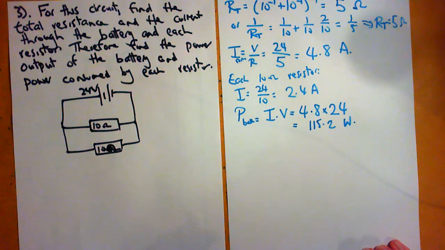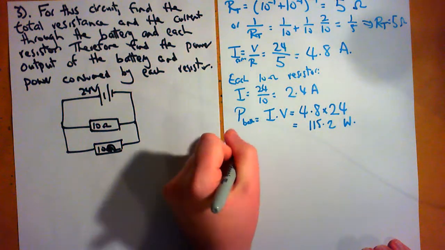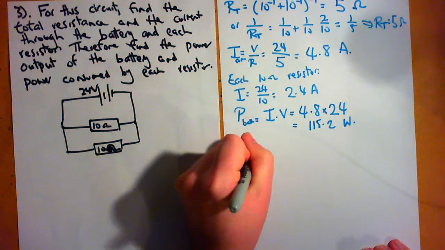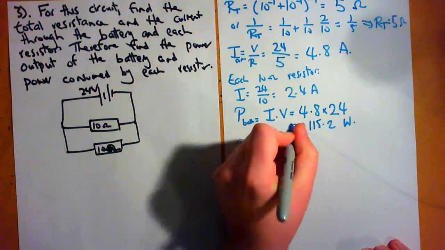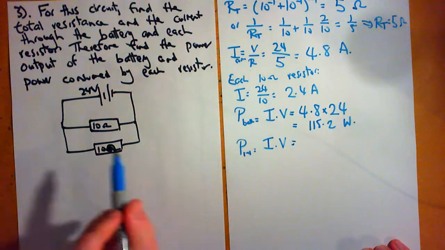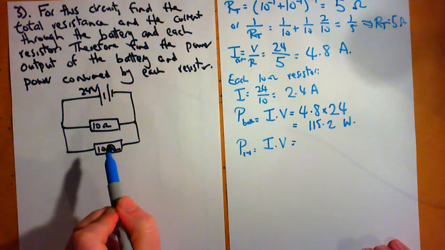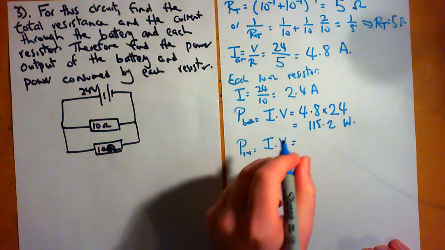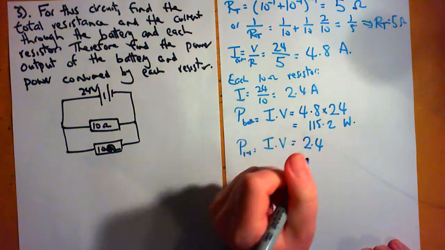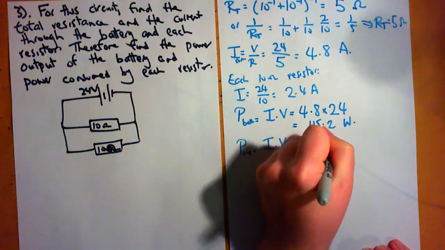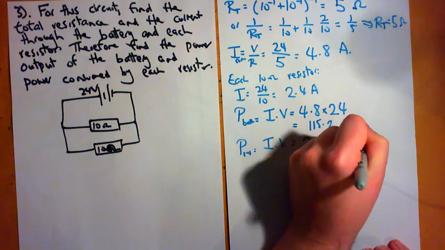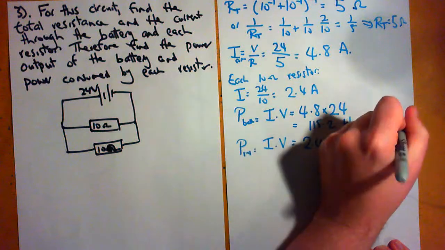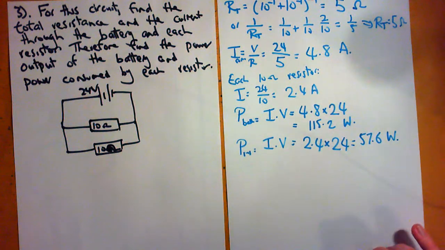Now we need the power consumed by each resistor. So power of the resistor is going to be I multiplied by V, which is here the current through each resistor, we found that to be 2.4. So that's 2.4 amps multiplied by 24. And if we calculate that, we get 57.6 watts.